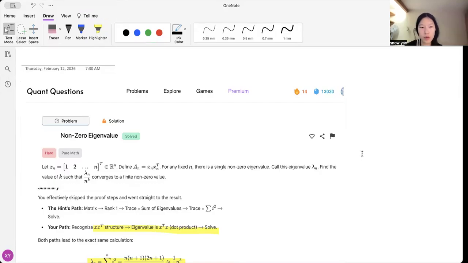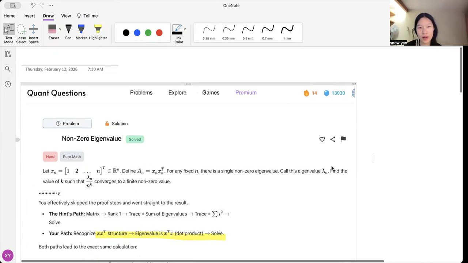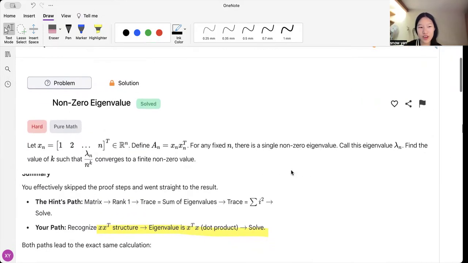Okay, today's question is non-zero eigenvalue. It's actually a hard question, and I got it right by accident. Afterwards, I was able to work backwards and understand the answer, but I got lucky for this one.